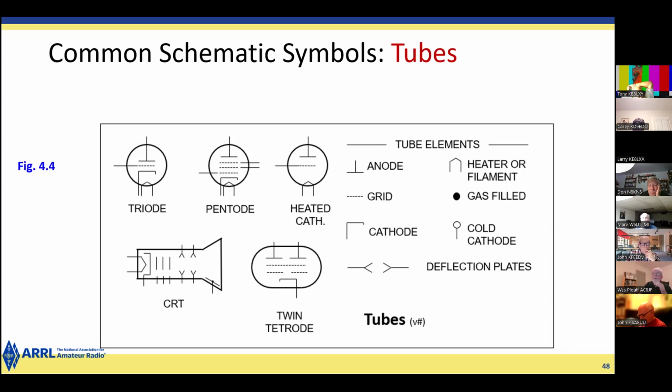And the voltage on the grid makes more or fewer electrons reach the anode, and so you can control the amount of current flowing from the cathode to the anode by a higher or lower voltage on the grid.